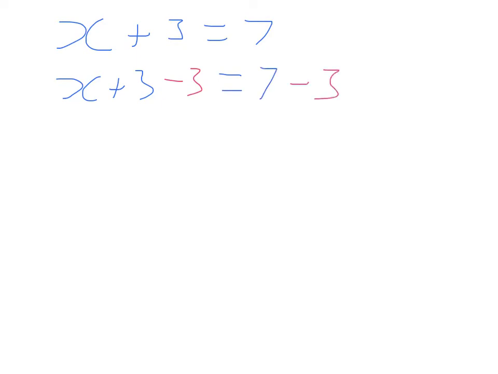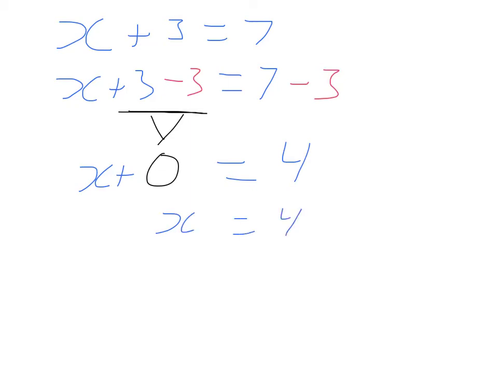So we have a minus 3 plus 3. So this plus 3 minus 3 works out to be 0. And so we're left with x plus 0, and that equals the 7 minus 3, which is 4, or we just simplify that to just be x is equal to 4.